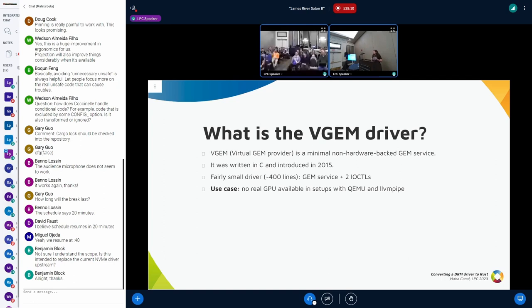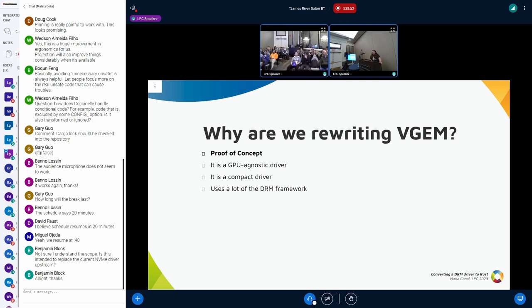It was written in C and introduced in the kernel in 2015. It's a fairly small driver with about 400 lines of C. It provides a GEM service, and only two IOCTLs, one to attach the fences and the other to signal the fences. The use case is when we don't have a real GPU available and we can create setups using QEMU and LLVMpipe. It can be quite useful when there's no real GPU and the graphics workloads have to go through LLVMpipe. So VGEM is a fairly compact driver.